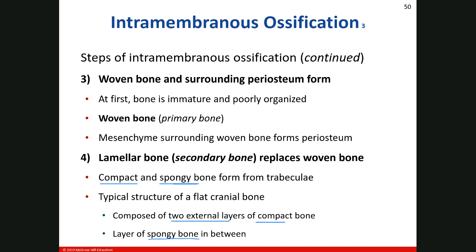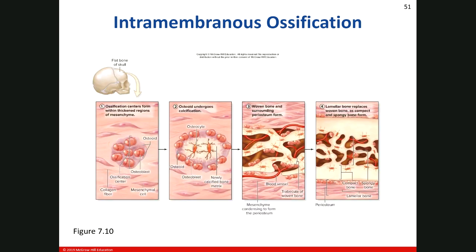This is intramembranous ossification. And we're not going to see this type of ossification when we're talking about the humerus or the femur, the long bones there, or the phalanges. Okay? That's this guy right here. That's our fourth one.